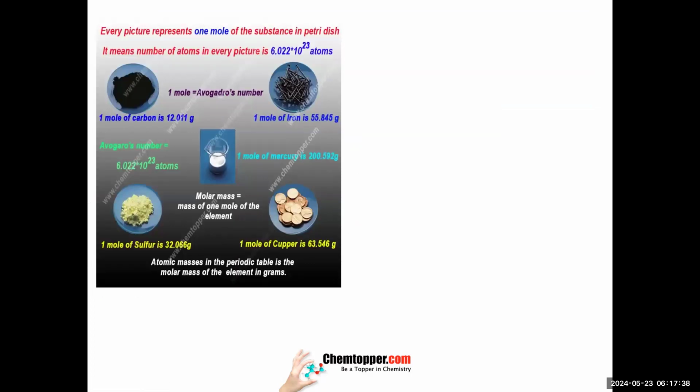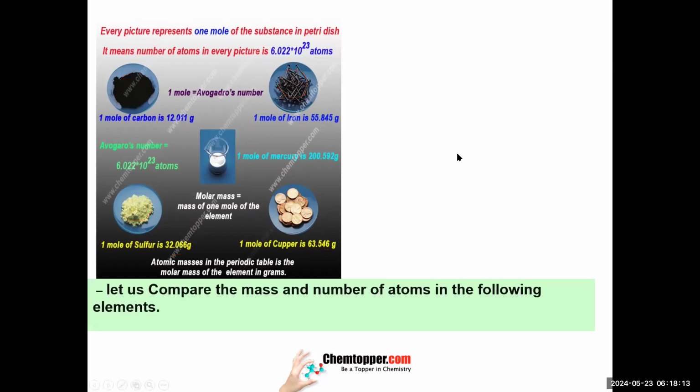Here is an example where you can see, even in appearance, the quantity will be different. Like here, this is 1 mole of carbon. Its mass is only this much. This is 1 mole of iron. Mass is this much. This is 1 mole of copper. Mass is this much. This is 1 mole of sulfur. Mass is this. So what is the same in all of them? The number of atoms in every petri dish is going to be this Avogadro's number, but their masses will be different.